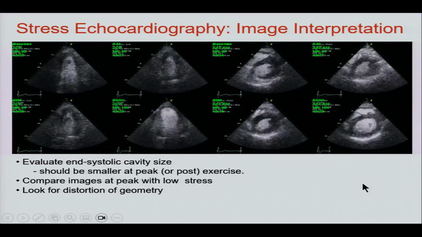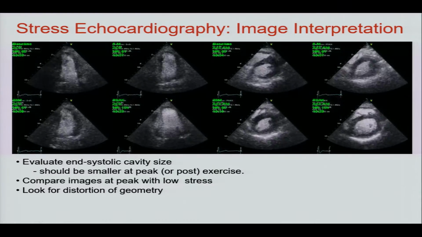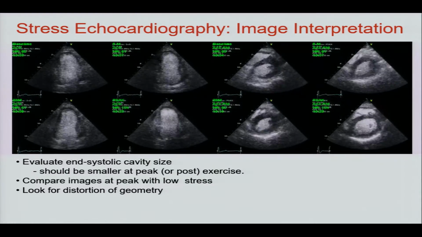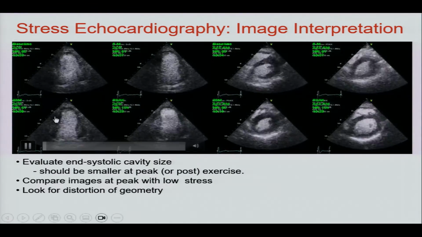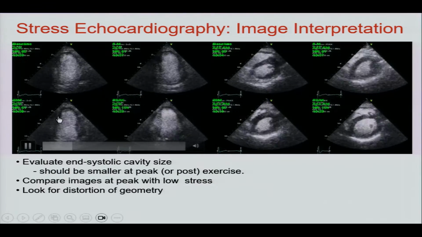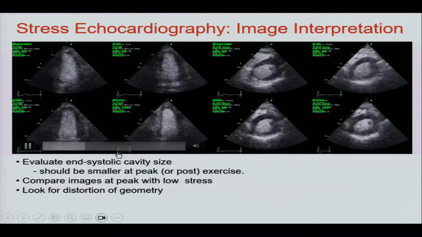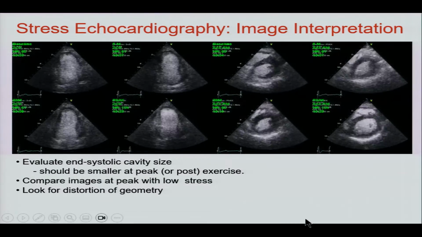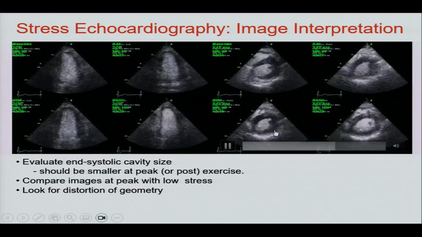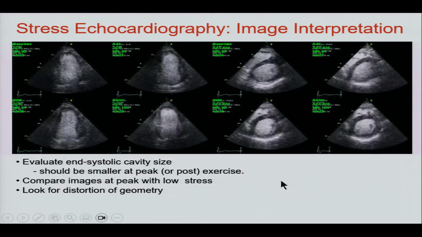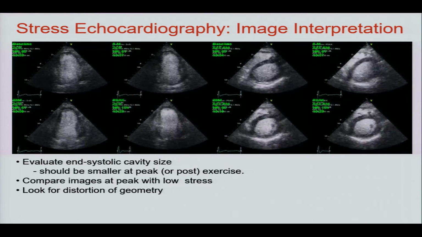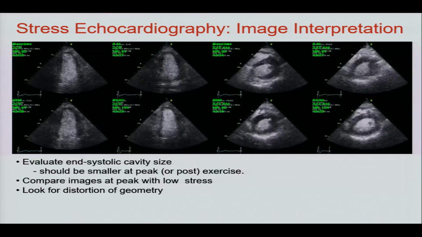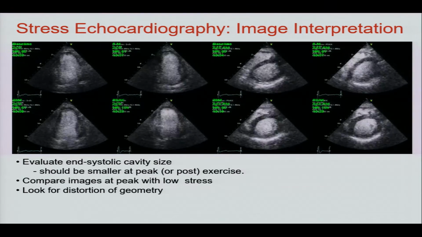What about this one? Again, a small heart. What do you think? Again, compare this peak with this one here. Make sure that we have QRSs that are equal, that there is no VTAC or PVCs. And compare this one here with this one here. What do you think? Anyone? The end systolic cavity is larger. Yeah, right. Is it regional or global?